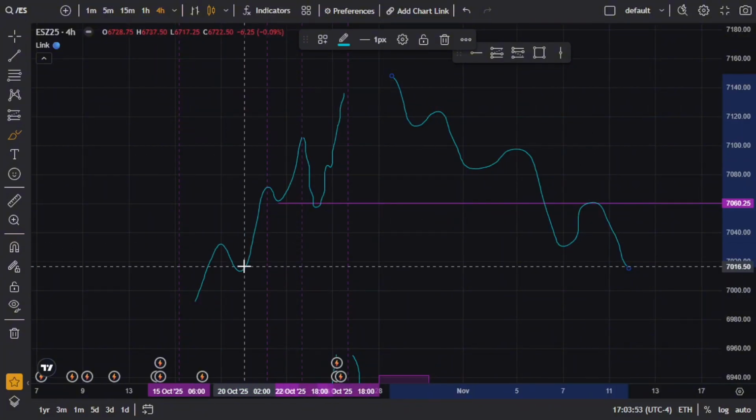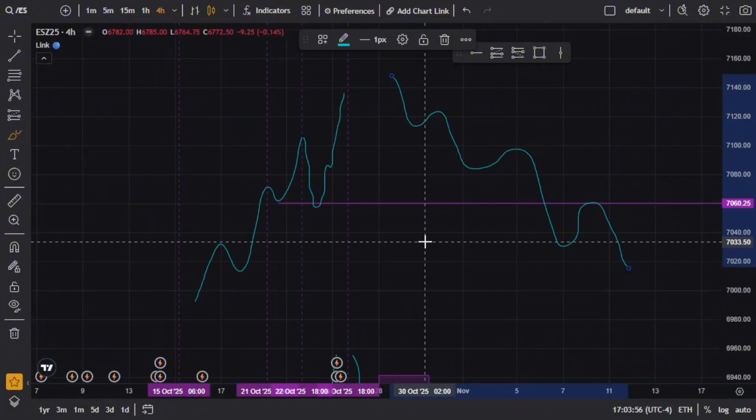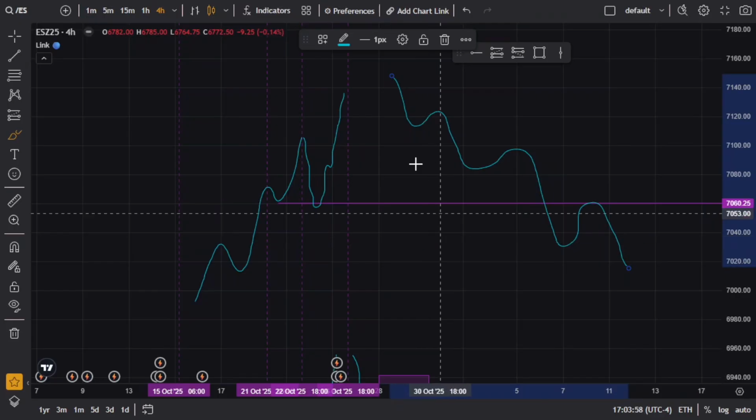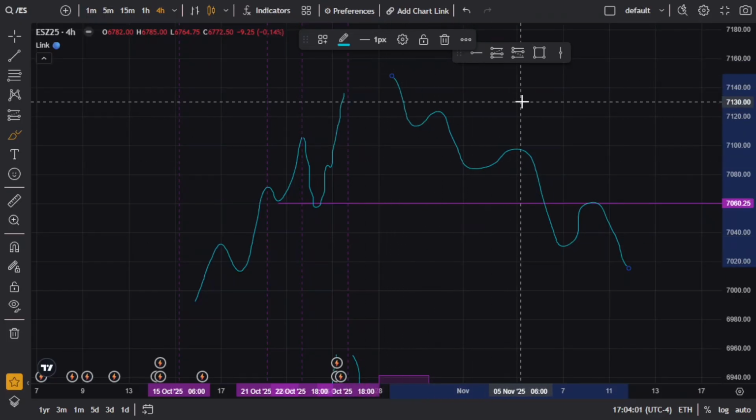And this just means our bias. So if our bias is going up, that means we're in an uptrend. If our bias is going down, consists of lower highs, lower lows, then we're in a downtrend.